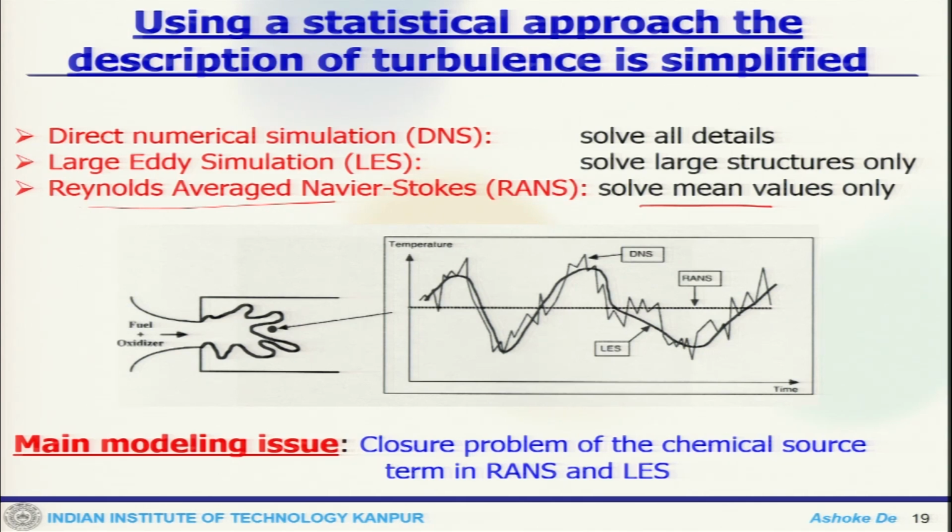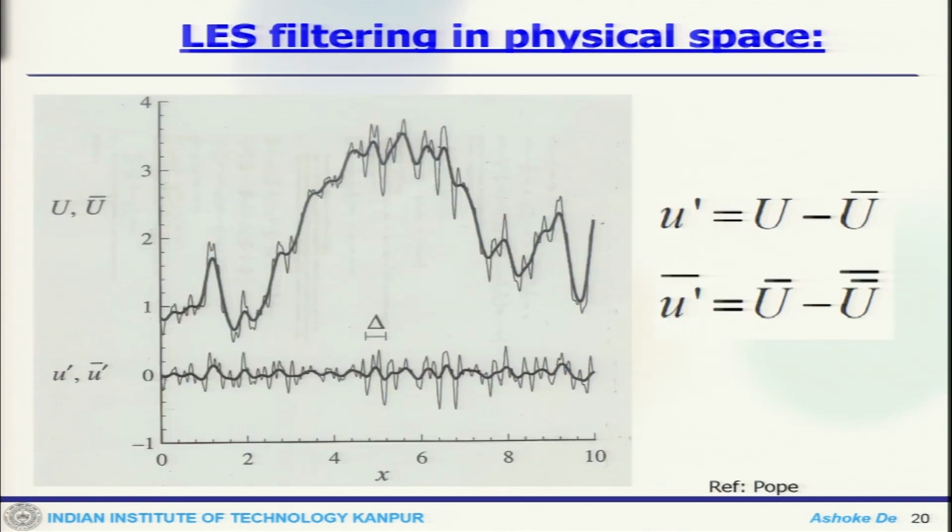So, one of the issues which one may find is the closure problem of the chemical source term in both RANS and LES. As long as we are doing DNS, we resolve all the scales and we solve without any closure or any other assumption, but when you come to LES or RANS, we need some closure. This is typically how a signal is represented, because the fluctuating component can be obtained from the instantaneous component minus the mean value.